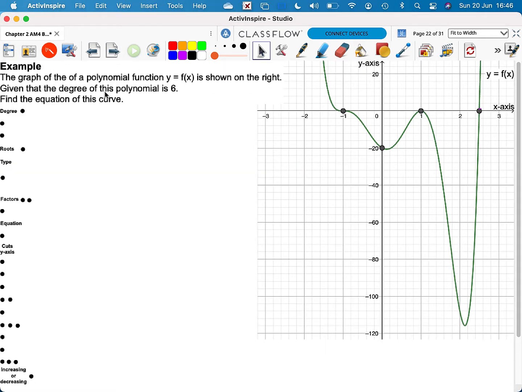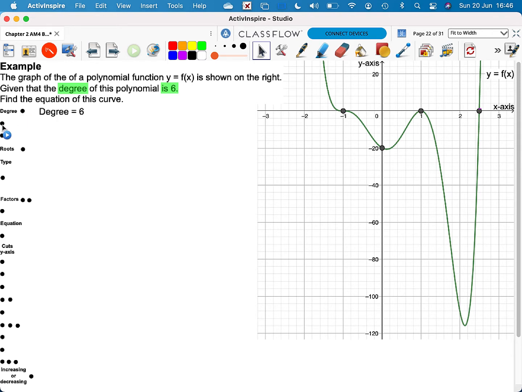So here we are, the same example again, and we're going to go through the problem now. The graph of a polynomial function is shown on the right. Given that the degree of this polynomial is 6, find the equation of this curve.